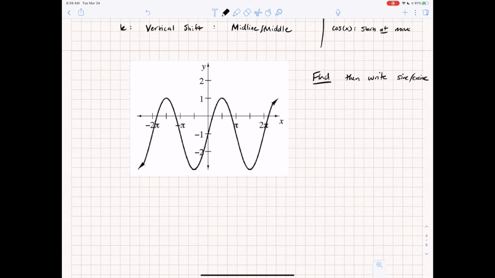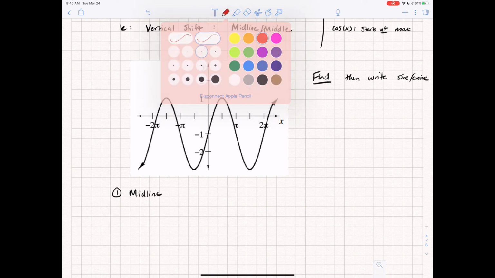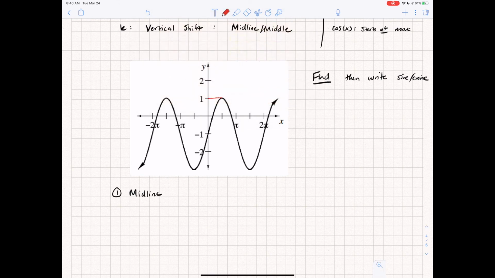All right, so the first thing I'm going to do is find the middle. It's also a good time to explain the process. To find the middle, you can locate the max, which is here, and you can locate the min, which is at -3. And then the middle has to be the average in between the two. Now for me, I'm going to sketch it in because I can just see that the midline is at -1. So what that describes to us is my K value.